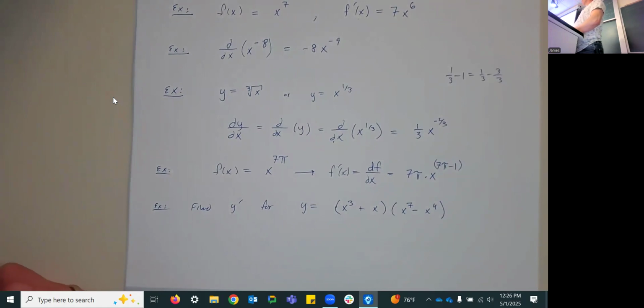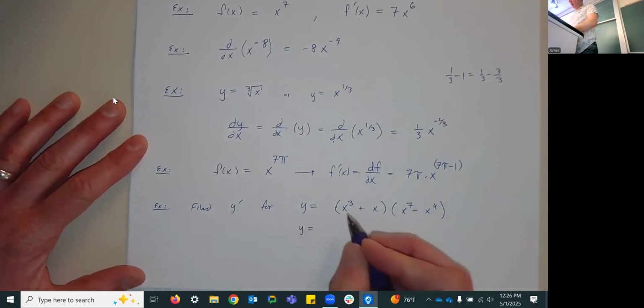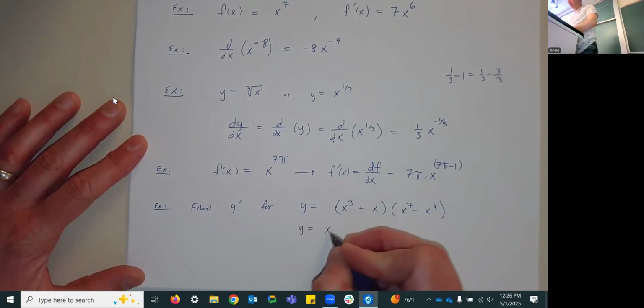And I would say a really good rule of thumb is whenever you're finding a derivative of something, it is often a good idea to simplify that something before you take its derivative. So here, if we just multiply this out, we can rewrite it as y equals, let's see, x cubed times x to the 7th is x to the 10th.